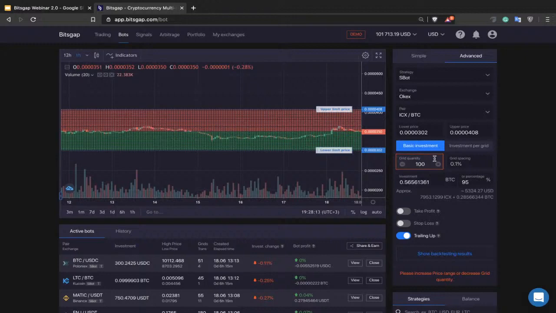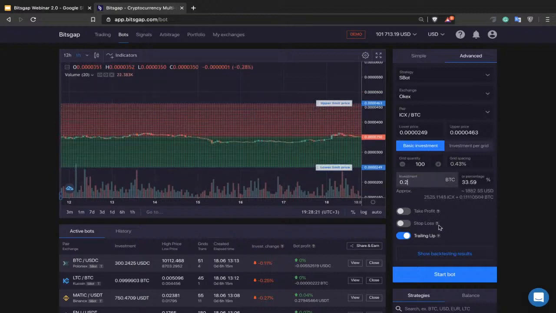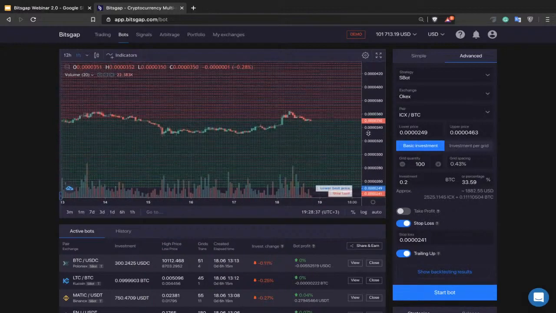And let's increase the price range. And let's set the investment 0.2. Here I have some options: take profit, stop loss, and trading up. Well, the take profit, I will explain what this is all about in 5 minutes. The stop loss, it's pretty simple to understand. I guess all of you are familiar with what this is all about.